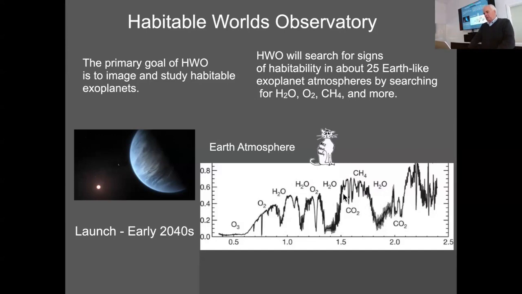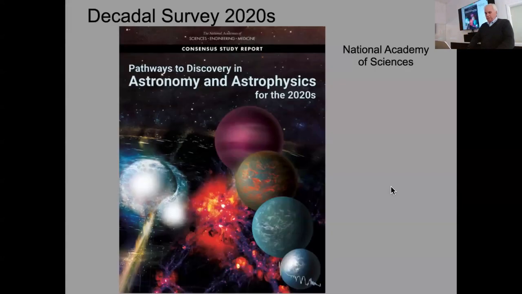There's CO2 in other atmospheres. So one of the things that HWO will do is look for these, what we call life signatures, in about 25 of the nearest Earth-like planets around other stars. Right now, with a 6-meter telescope, we don't see how we can do more than 25. So it's a very, very difficult problem. But that's the next big step.